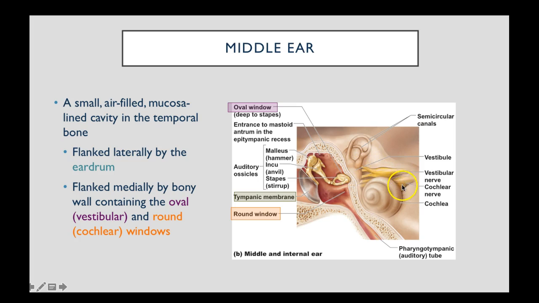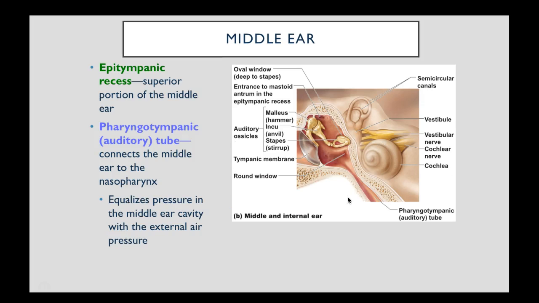That fluid will continue moving all around, and eventually we'll see this region highlighted here by the orange, our round window. This little membranous area will displace a little bit as well in order to dissipate those vibrations. Some other structures we have here is our epitympanic recess. This is just the superior portion of our middle ear.